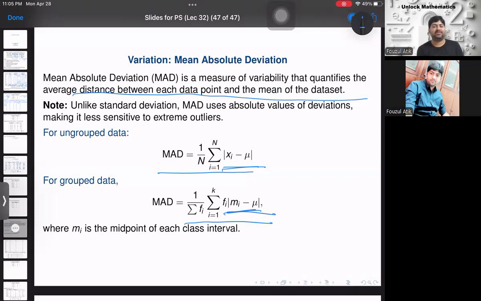Now, this also has significance. It is the absolute value of the deviations, and it is less sensitive to extreme outliers, right? If you have an outlier value, a very big data point, then that minus mu, if you take the square of it, it will affect the result more. But if you take the modulus value instead of the square, it will be less affected by an outlier. So sometimes to avoid the outlier effect, instead of variance, we take the mean absolute deviation, correct?